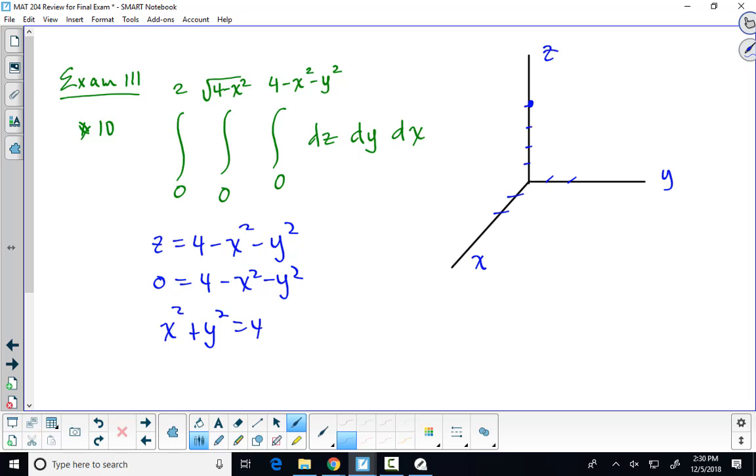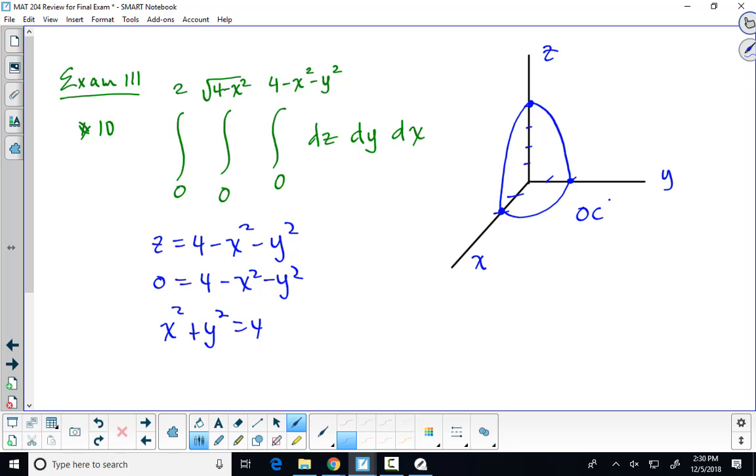So if we look at the y limits and the x limits, x is only going 0 to 2, so we're not getting the back half. We're only getting the front half, but we're not getting the full front half because this is just going from 0. So this tells us that we're only going to get the part of this paraboloid that is in octant 1. So only in octant 1.